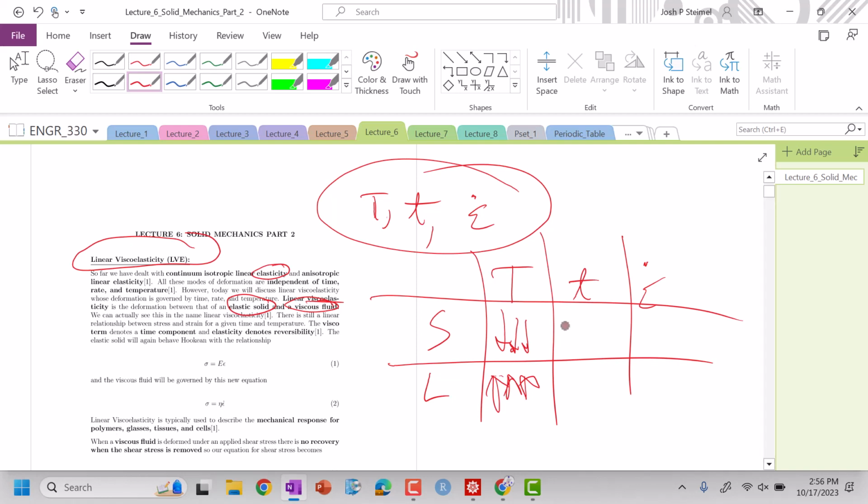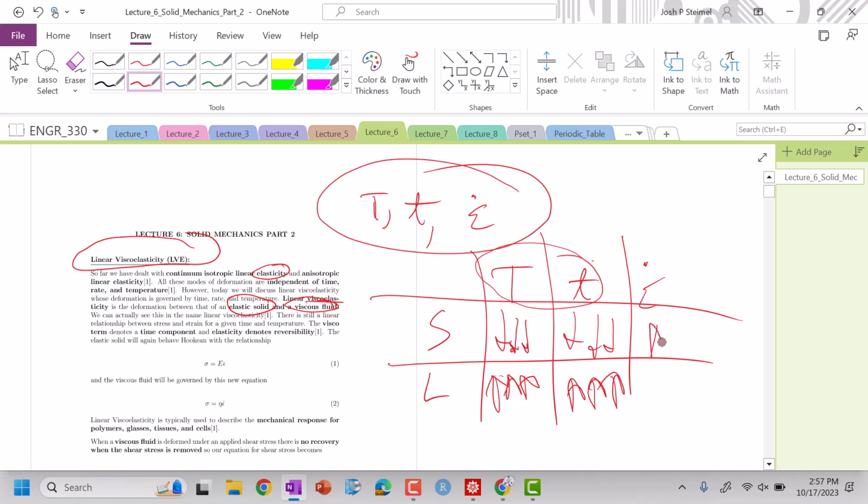Similarly, if my time is very, very short, like if I throw that piece of silly putty at an extremely high speed, allowing it very little time to respond, it will behave like a solid. And if I pull it very, very slowly, at long times, it'll behave like a liquid. So you have this property of time-temperature equivalence. Time and temperature behave in a similar manner.